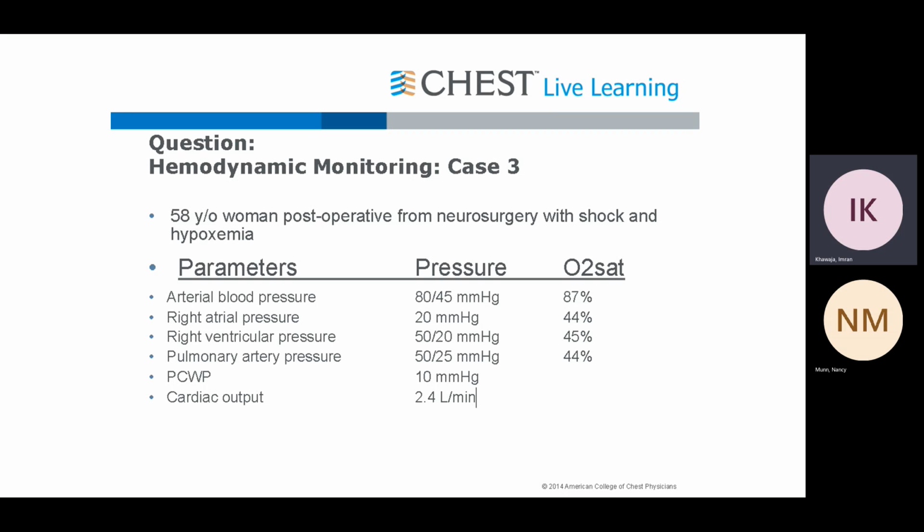An 8-year-old woman postoperative from neurosurgery with shock and hypoxemia. Parameters: arterial blood pressure is 80/45, O2 sat is 87%. Right atrial pressure is 20, O2 sat is 44. RV pressure is 50/20, sat is 45. Pulmonary artery pressure is 50/25 with sat 44%. Wedge pressure is 10. Cardiac output is 2.4.